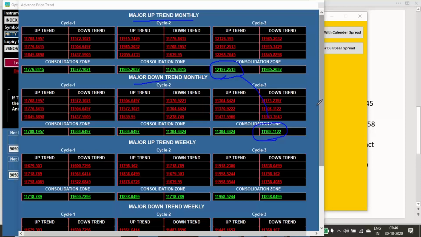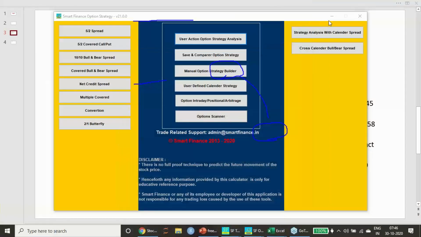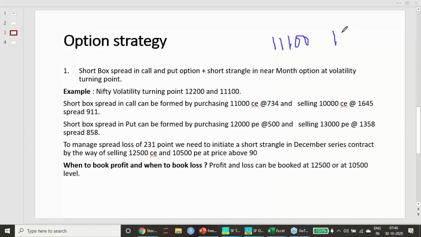So your volatility turning points will be 12,200 and 11,100. I was mentioning the volatility turning point; these 2 points are the volatility turning points, 11,100 and 12,200. This is calculated using a simulated method. If you own the software, you will be able to find this out, and you can get it for all stocks. So this is my possible movement, a 1,100 point gap between them. This is what I have written here: Nifty volatility turning points will be 12,200 to 11,100.